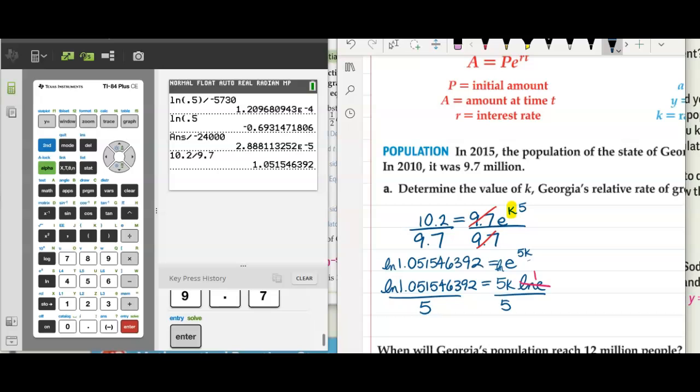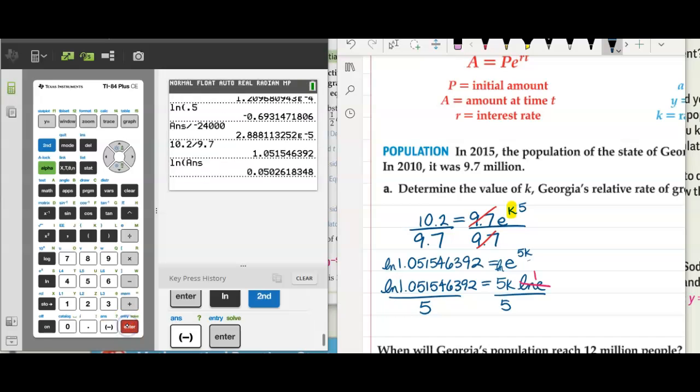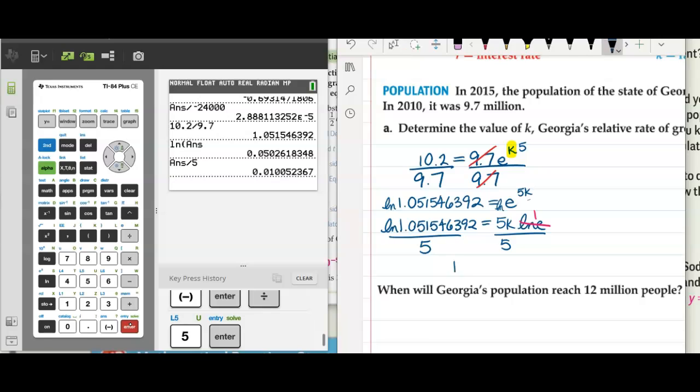Now, when I type this on the calculator, even if I type all 9 decimal places, I'm still actually rounding. So it would be better for me to say the natural log of my last answer, and I'm going to press second minus to get the answer to pop into here, and then divide by 5. That will keep my answer just a little bit more precise. 0.01005.